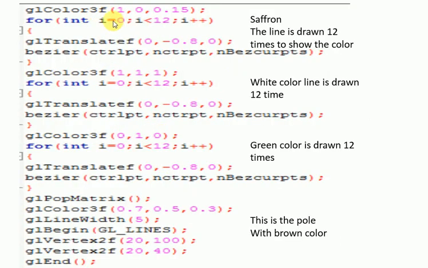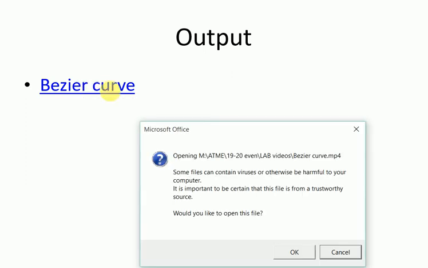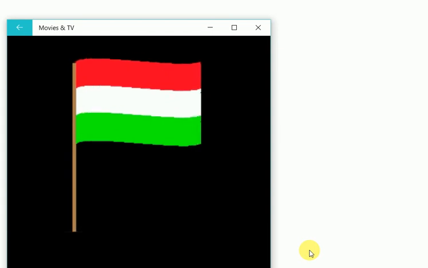So now this line is drawn 12 times with this color. That means a saffron line is drawn 12 times with this color, and again the white color is drawn 12 times with white. Again, with a translation, in the green color, it is drawn 12 times with this translation and this Bezier curve. So this Bezier curve function is called, and the line is drawn, and this is for the pole. Okay. So now how would the output look? Let us see. It looks like this, you can see the output.